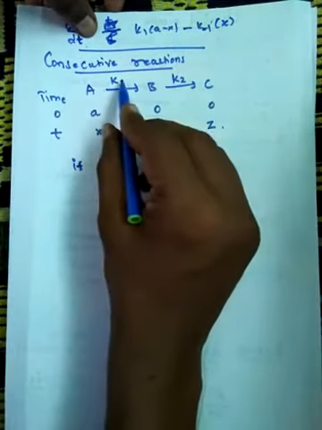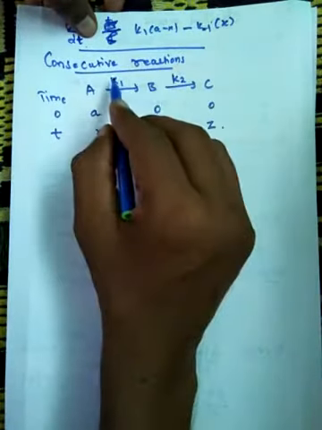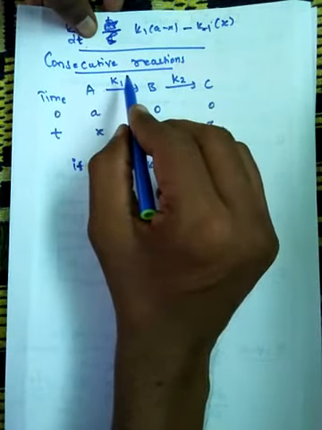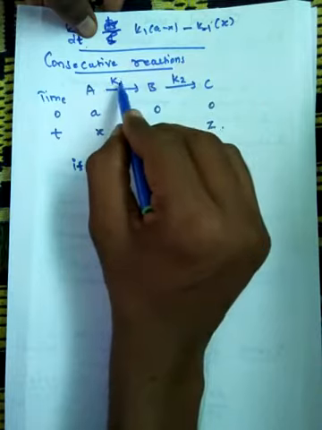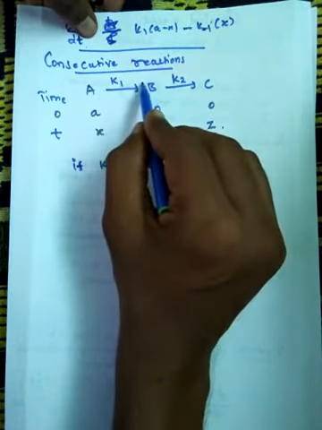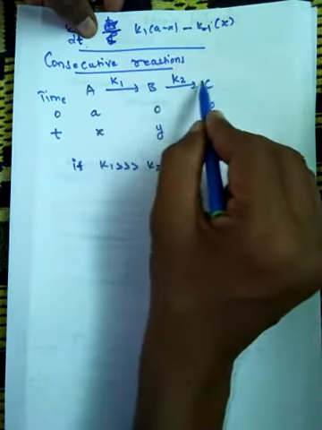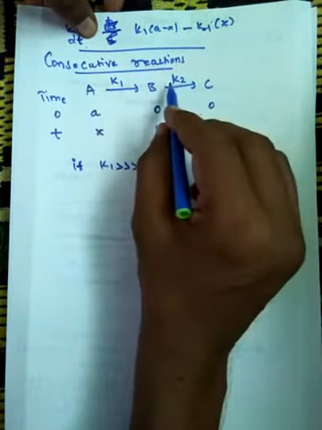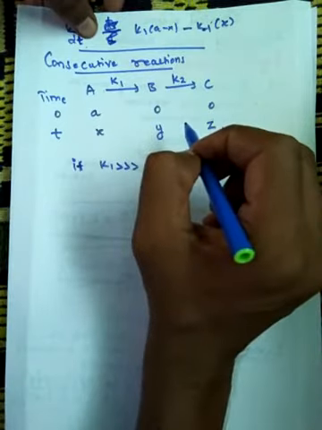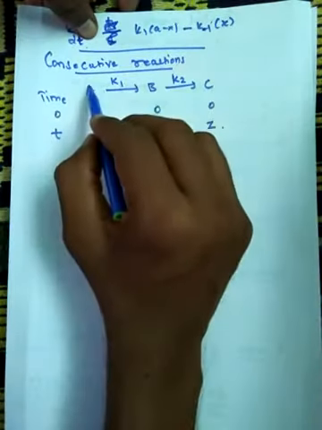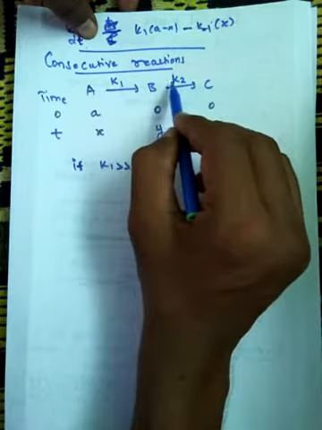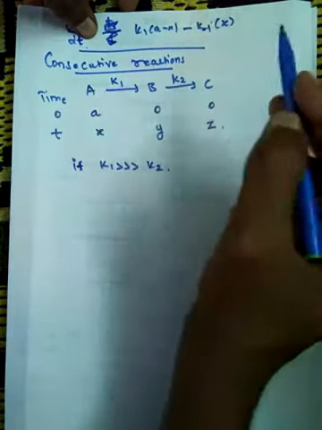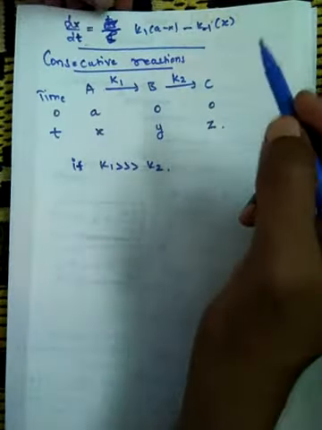If K1 is very large compared to K2, the first step will be very fast, and then the second step will be very slow. We know that the slow step is the rate determining step. So the rate of conversion of A to C is determined by step 2. So step 2 will be your rate determining step.